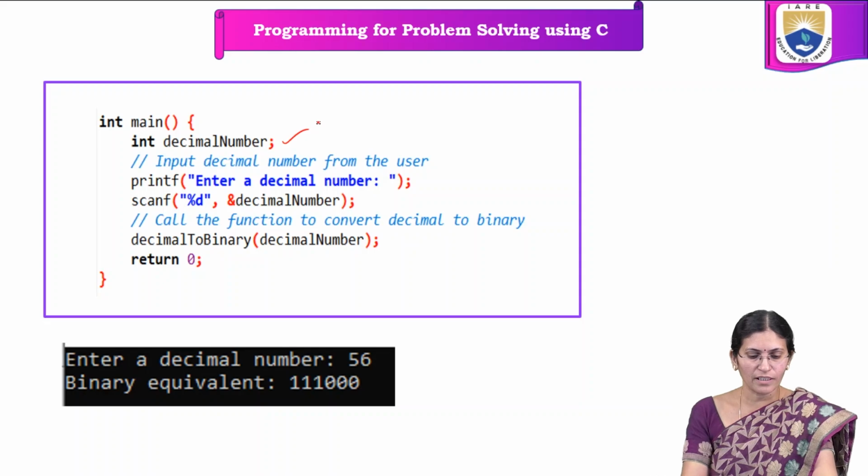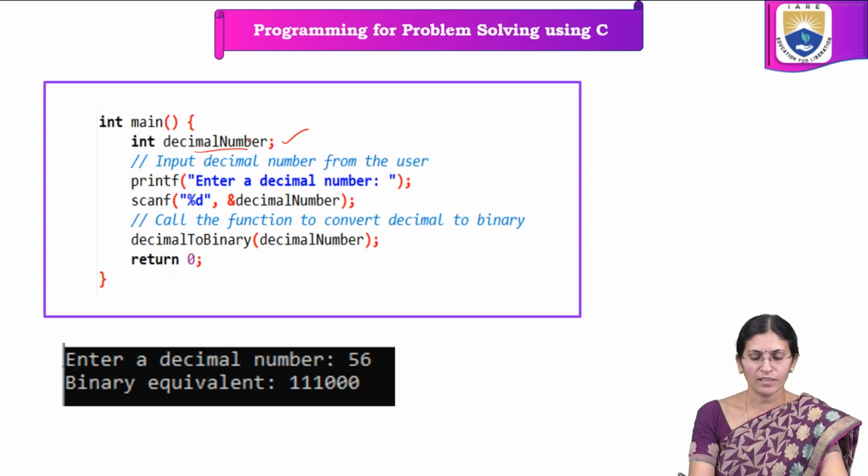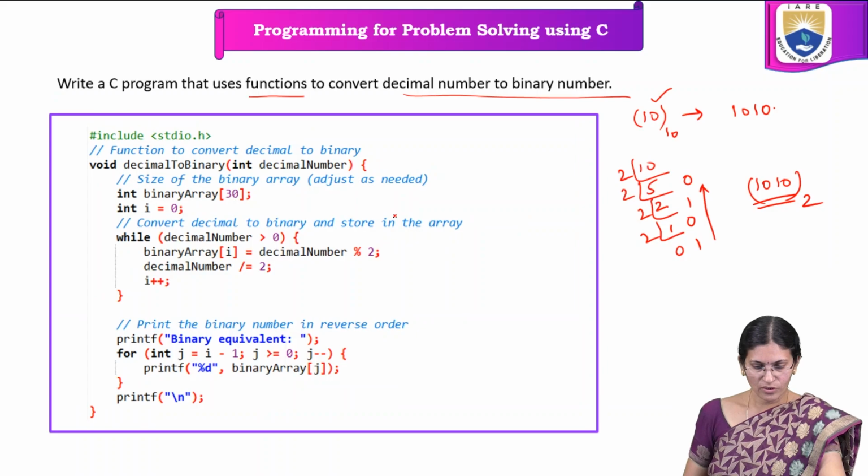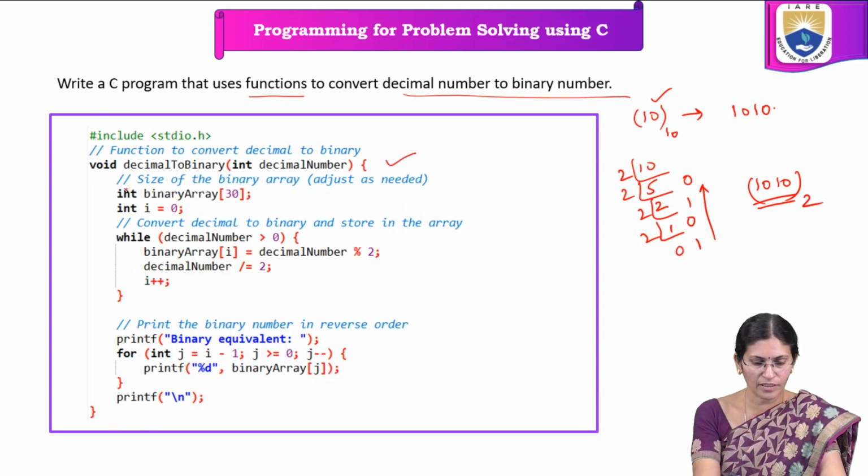So here we are declaring one integer variable named decimal number, and then we need to store the value of decimal number at this particular address. Then we are calling the function decimal to binary, passing only one argument. You can see the return type is void here. This is the name of the function, and this is the type of the parameter or argument you need to pass from the main function.